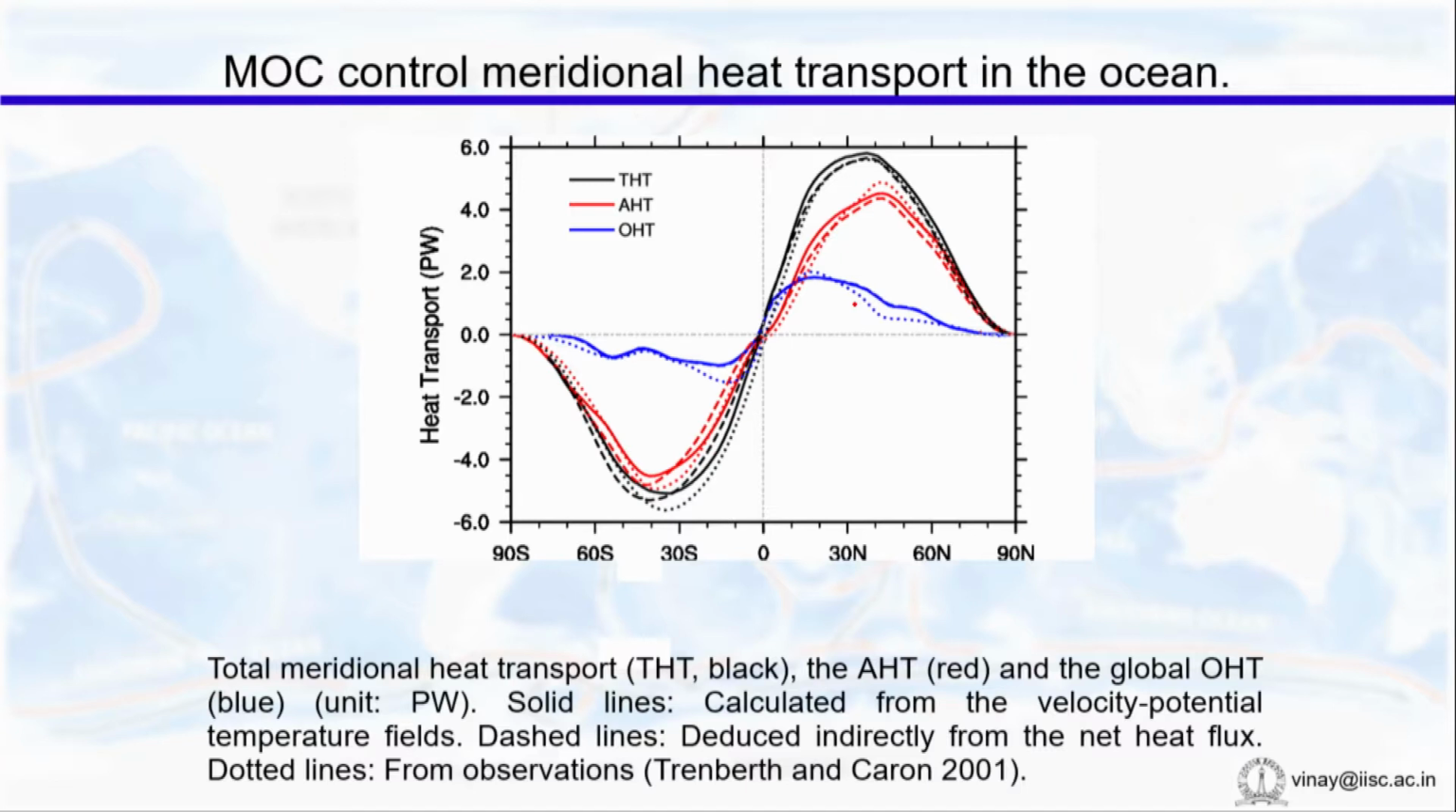The different curves show the heat transport deduced from different data sets. So the solid lines show the heat transport deduced from velocity potentials, the dashed line shows the heat transport deduced from heat flux, and dotted lines show it from observations. All three curves show consistency among various data sets in the fact that there is roughly equal transport of heat from the lower latitudes towards the pole by both atmosphere and oceans.